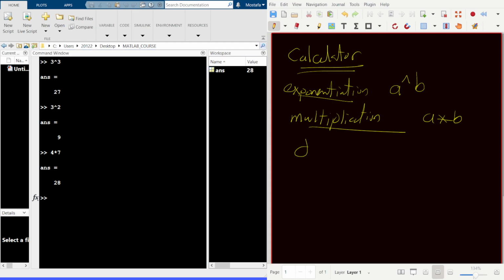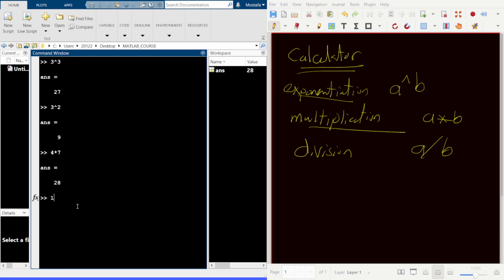Third operation is division. And the way we write this in MATLAB is A divided by B. And for example, let's take 100 divided by 5, and that gives us 20 as an answer.